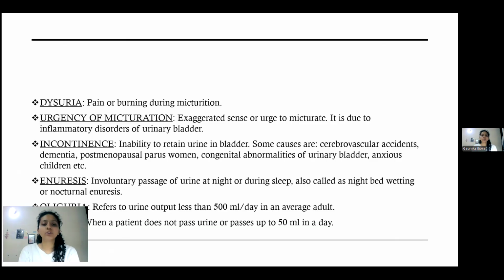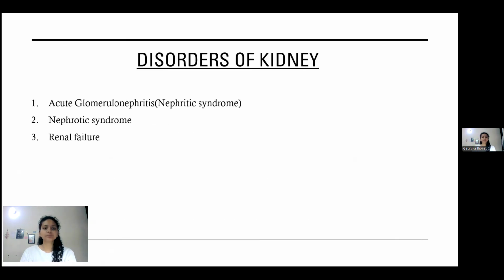Dysuria is pain or burning during micturition. Urgency of micturition is the exaggerated sense or urge to micturate due to inflammatory disorders of the urinary bladder. Incontinence is inability to retain urine in the bladder. Some causes are cerebrovascular accidents, dementia, postmenopausal state, etc. Enuresis is involuntary passage of urine at night or during sleep, also called night bedwetting or nocturnal enuresis. Oliguria refers to urine output less than 500 ml per day in an average adult, whereas anuria is when a patient does not pass urine up to 50 ml in a day.